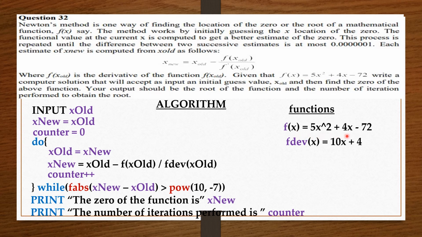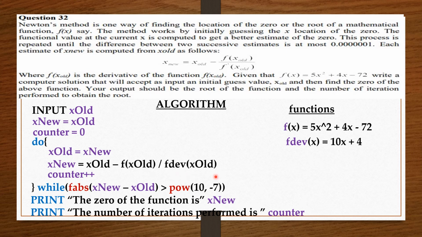Then that same x old is going to be the x in the f dev from this function here, which will also be computed over here. So we actually can't find this without these functions. So we must first define these functions before we come here so that we know what f of x old is and what f prime of x old is.